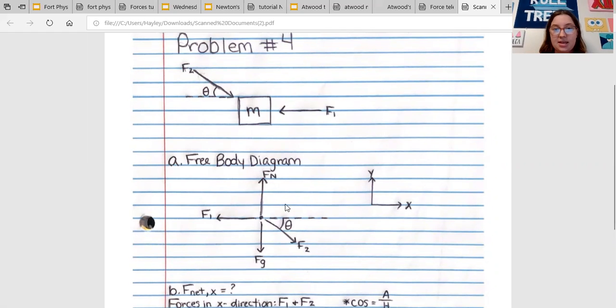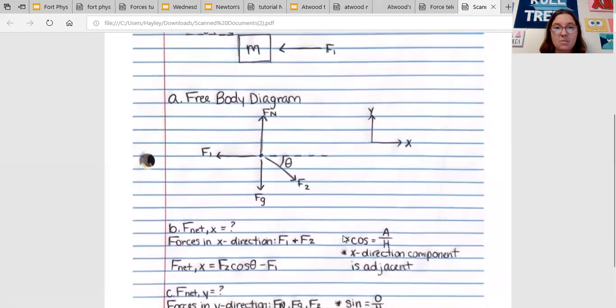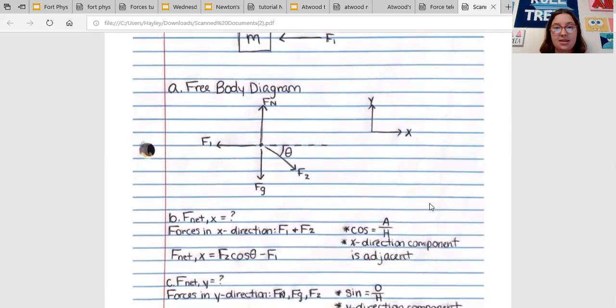And then you'll notice that I drew F1 to the left and then force 2 down and to the right, and I drew the angle theta to show that. And then I also defined the positive x and y direction. So the positive x direction for this is going to be right, and the positive y direction is going to be up.